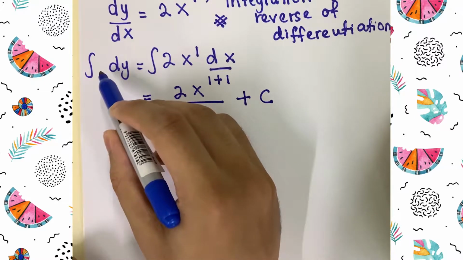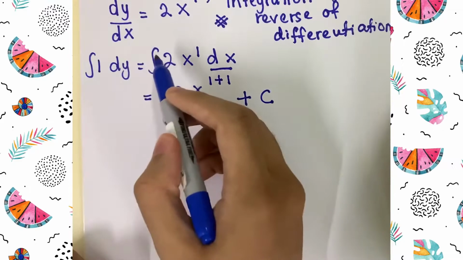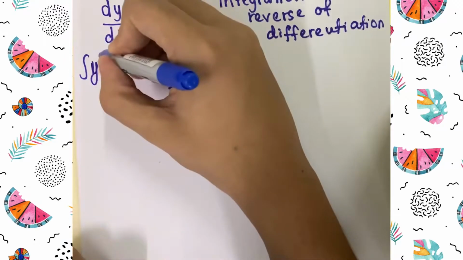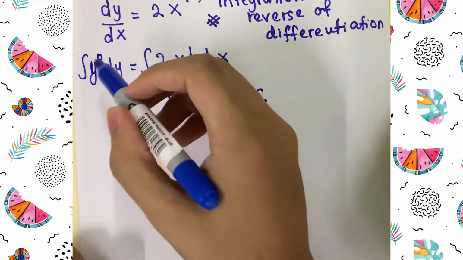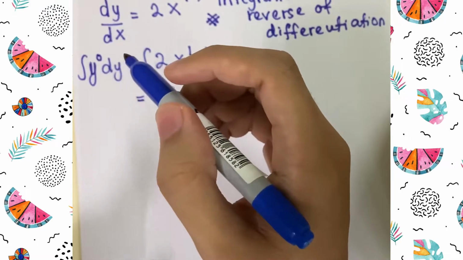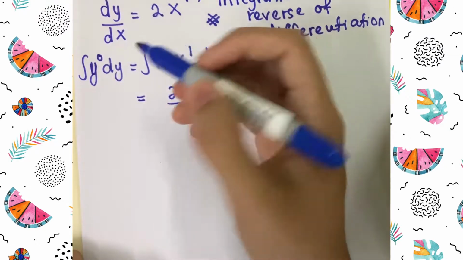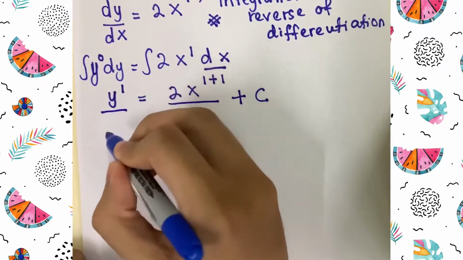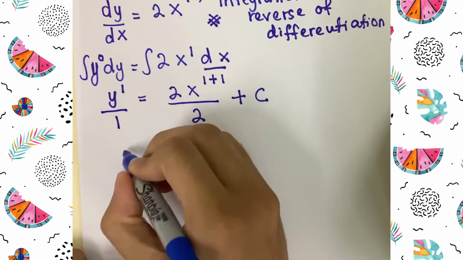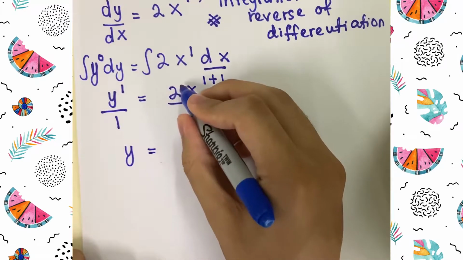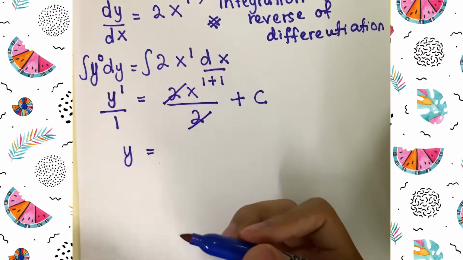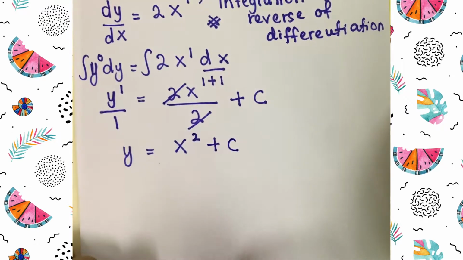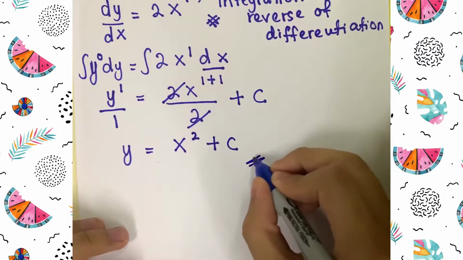So at this side, you have 1 times dy. 1 I can rewrite as y to the power of 0. So y to the power of 0 is also 1. So 0 plus 1 is 1 over the power, which is 1. So you get y equals 2 over 2 cancel each other, x to the power of 1 plus 1 is squared, x squared plus c. And you are done with the integration.